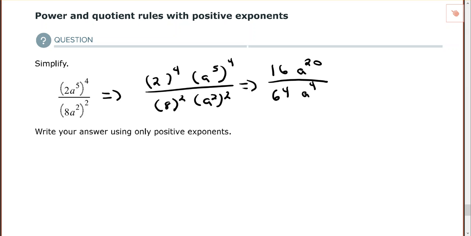And then after you simplify those exponents, you want to make sure that you simplify the fraction itself. For example, 16 and 64 have a common factor of 16, so I can simplify that to 1 over 4. And then when I look at the a's, I have a to the 20th and a to the 4th. So I have more a's in my numerator. So I'm going to subtract the 4 from that 20, and that leaves me with a to the 16th in my numerator.